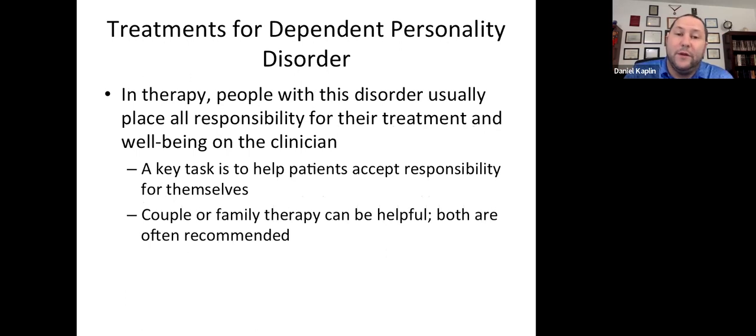All right, so let's talk about therapy. The primary focus is to help the client assume responsibility for their treatment. The client or patient has to acknowledge that they have some responsibility in their choices, in their outcomes, and to do things on their own. We sometimes offer couples and family therapy because of the dependency. Sometimes one partner is overly dependent on another, or one family member is putting a heavy burden on another family member. Both are recommended.